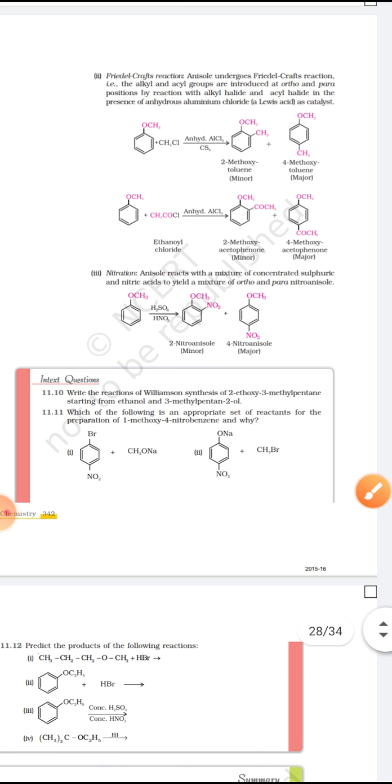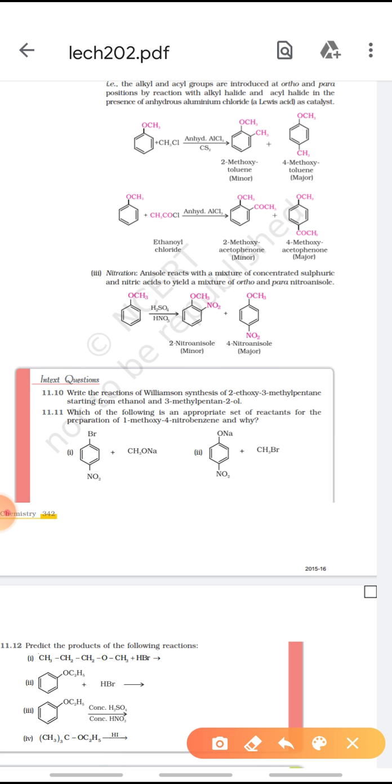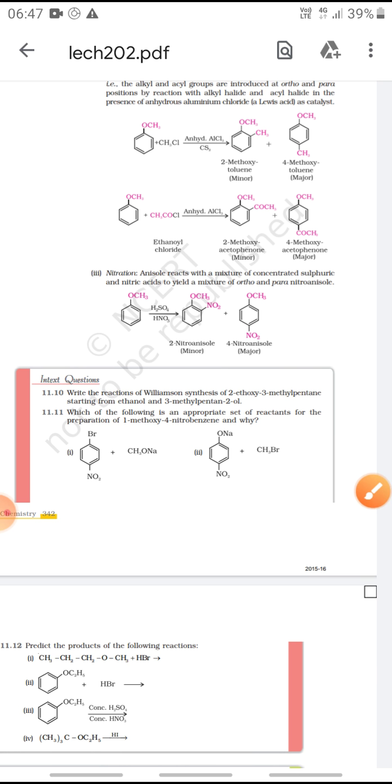Similarly, another example of an electrophilic substitution reaction is nitration. Nitration takes place in the presence of sulfuric acid. Ortho-nitro and para-nitro anisole are formed.